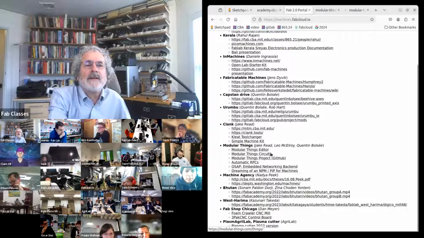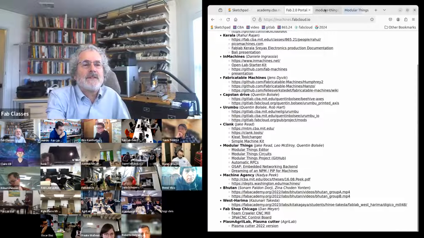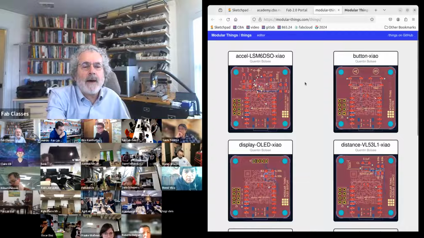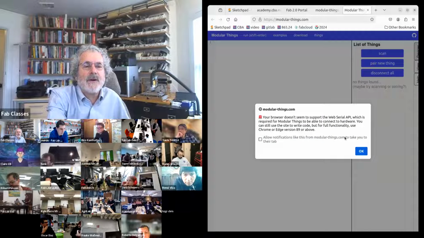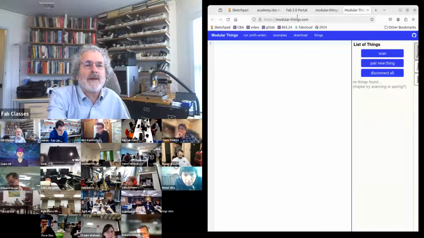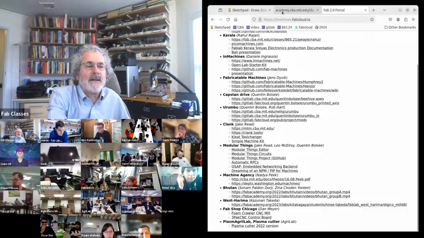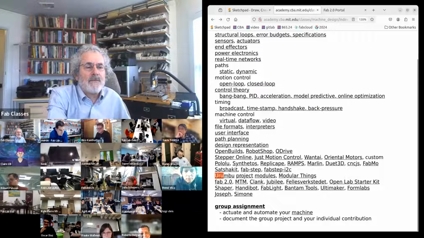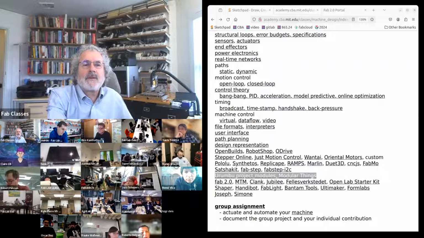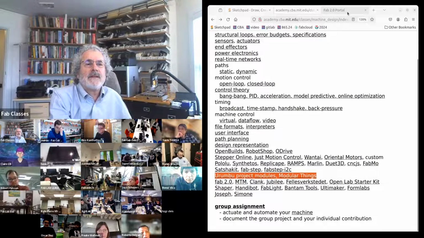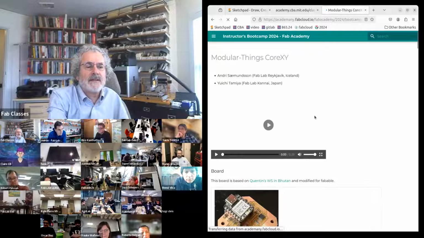Jake, Leo, and Quentin now have these versions of fabbable Modular Things modules. And then they have this software environment that you use to write code for them to coordinate them. And so somewhere between Rumba and Modular Things, let's see. Adrian is putting this example in the chat of a Modular Things.